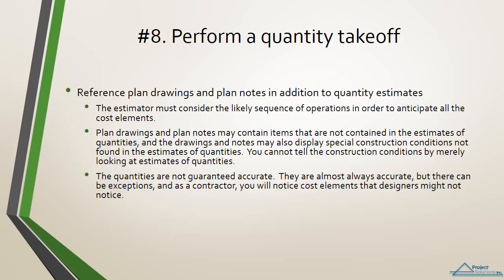There are a couple reasons for this. The estimator must consider the likely sequence of operations in order to anticipate all the cost elements. Plan drawings and plan notes may contain items that are not contained in the estimates of quantities, and the drawings and notes may also display special construction conditions not found in the estimates of quantities. You cannot tell the construction conditions by merely looking at estimates of quantities. The quantities are not guaranteed to be accurate. They almost always are, but there can be exceptions, and as a contractor, you will notice cost elements that designers might not notice.